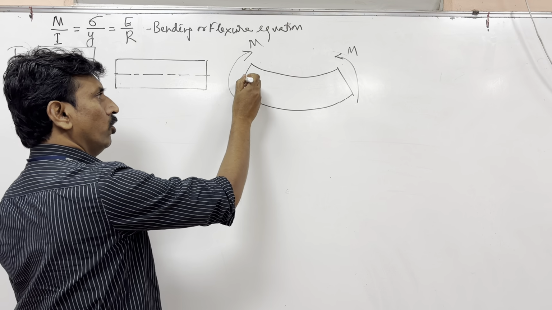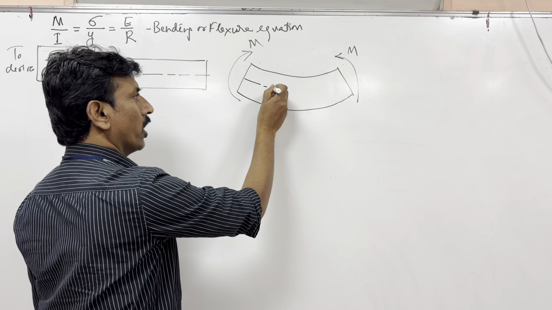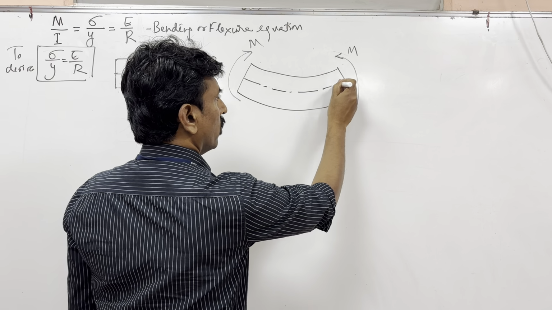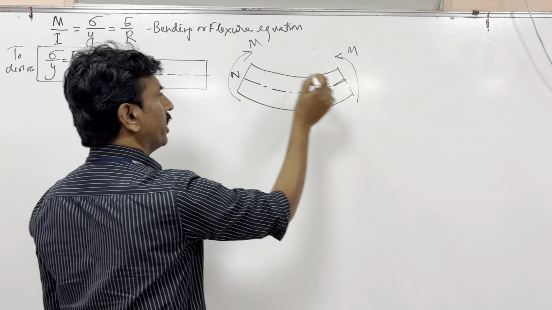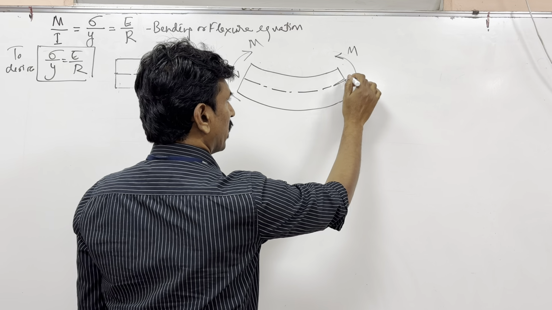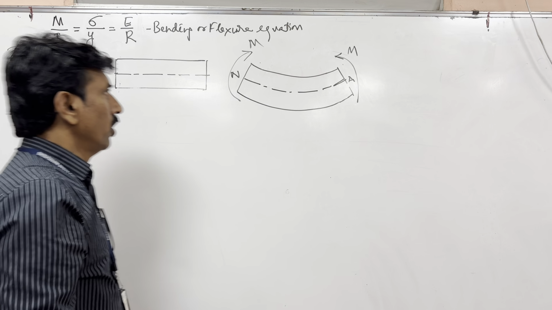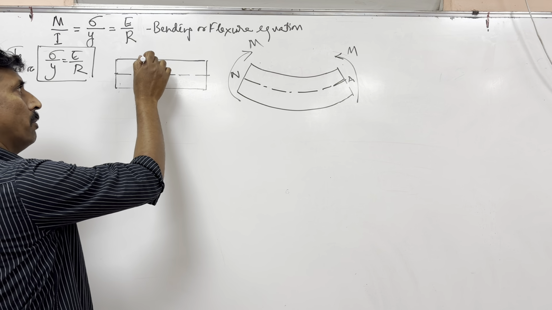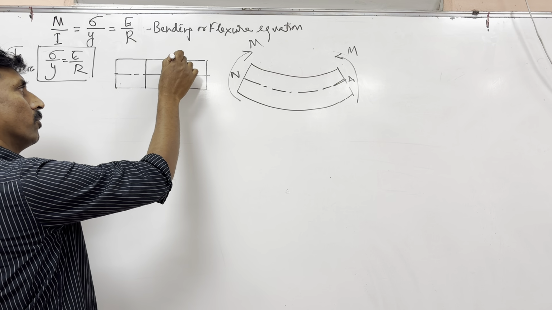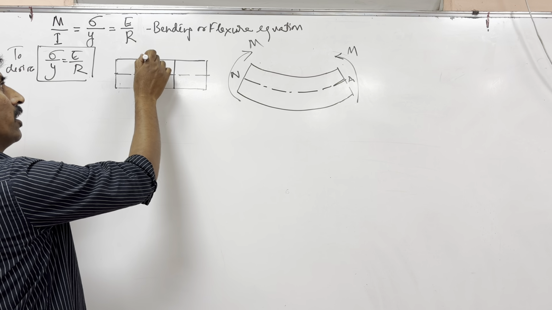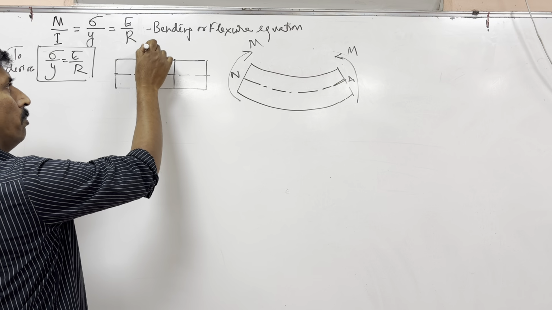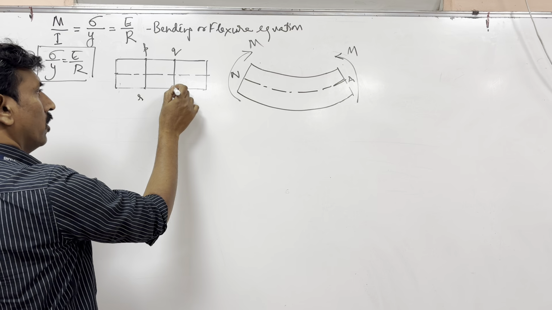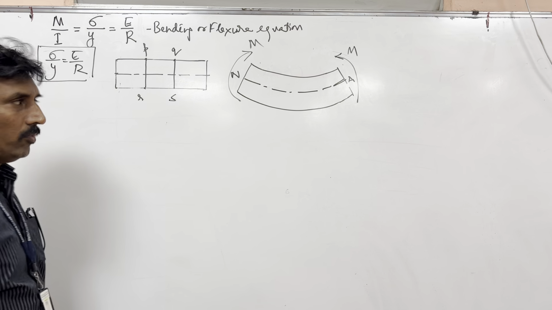Okay, yesterday we explained this axis. What is it called? It's called the neutral axis. So I'll write it as NA here. And now to derive this, I take a small element in this beam, and I name it P, Q, R, and S.